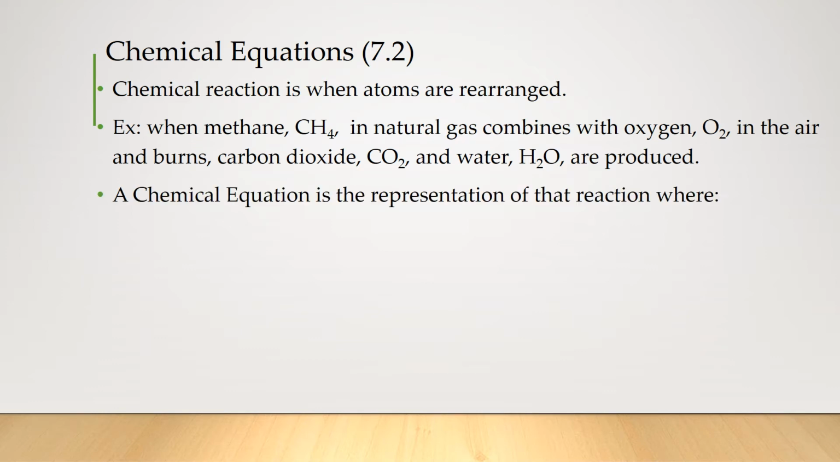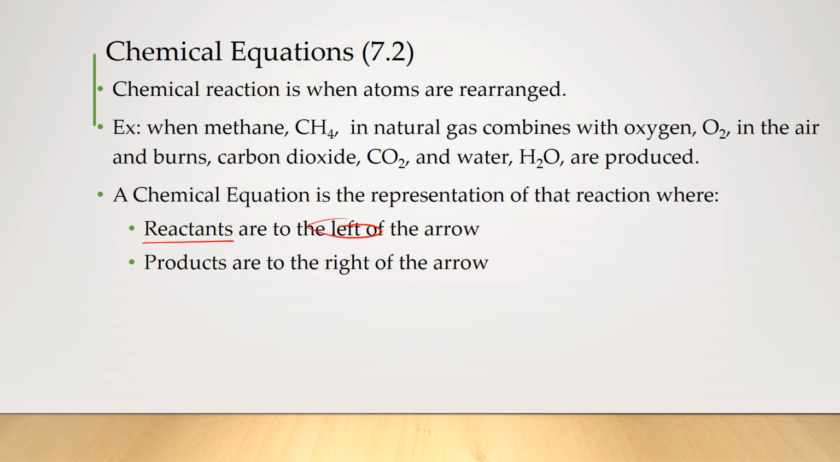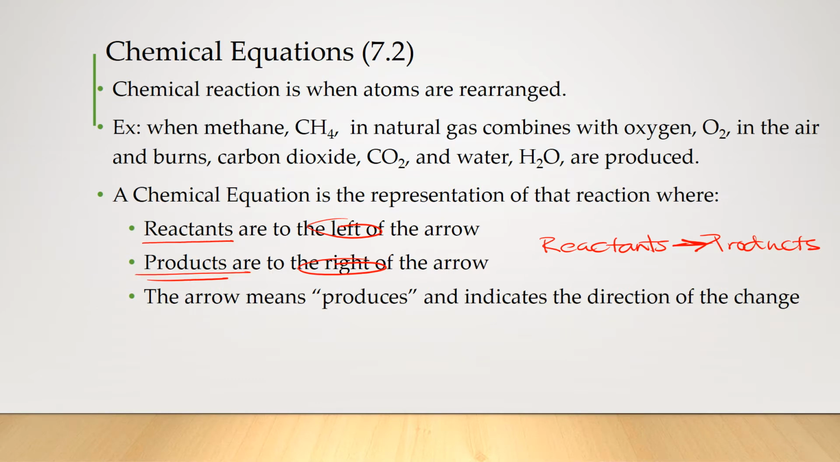So when we write a chemical equation, what we show are the reactants to the left of the arrow. So those reactants are on the left. And then the products, what's made, those are found on the right. So reactants, then the arrow, which lets us know a reaction has happened, and then these are the products. Okay. The arrow means produces, and it indicates the direction of the change.